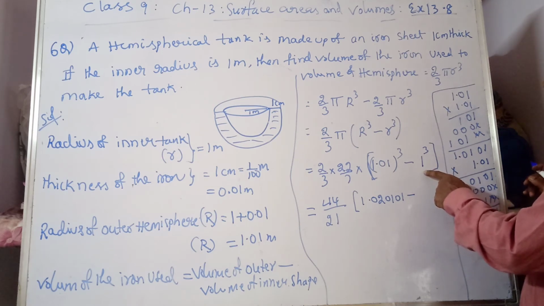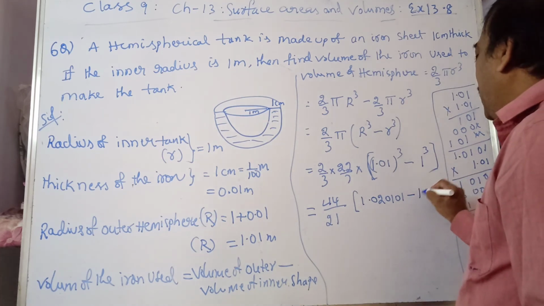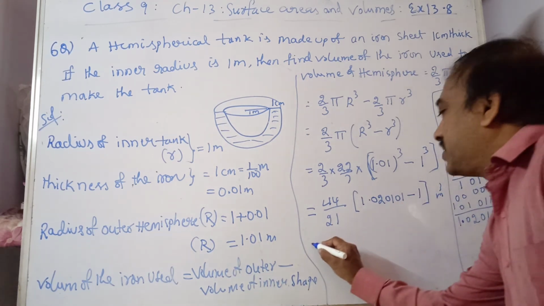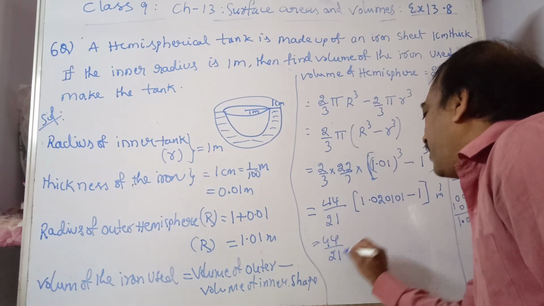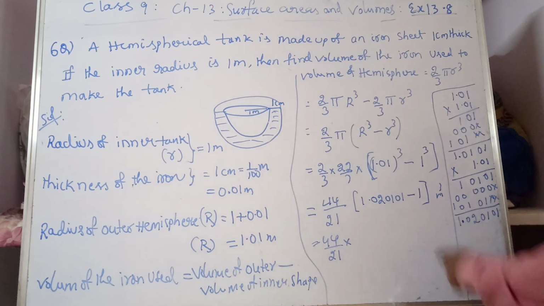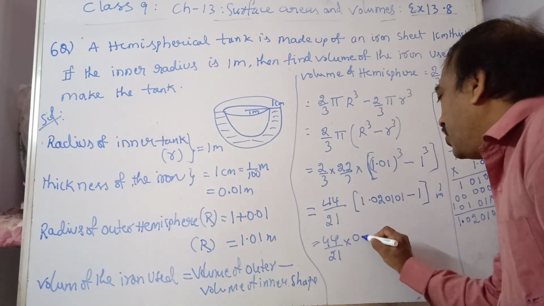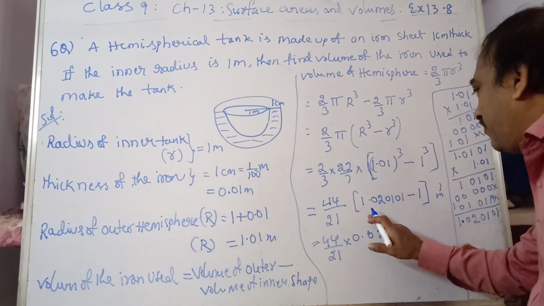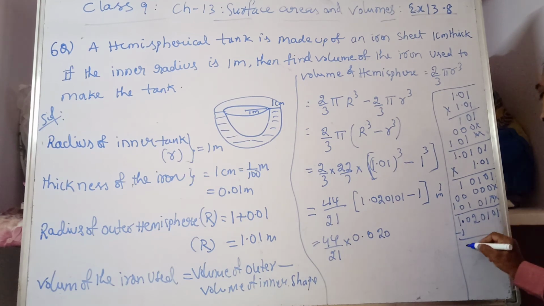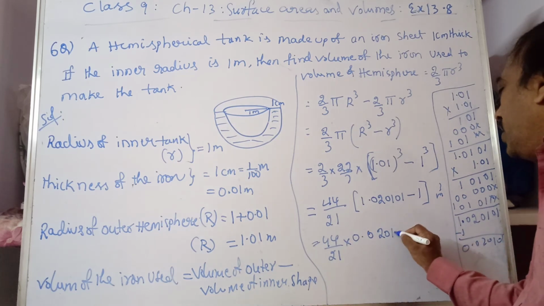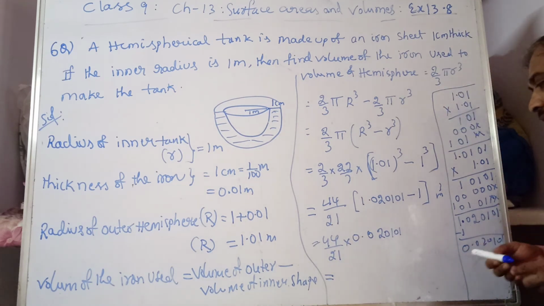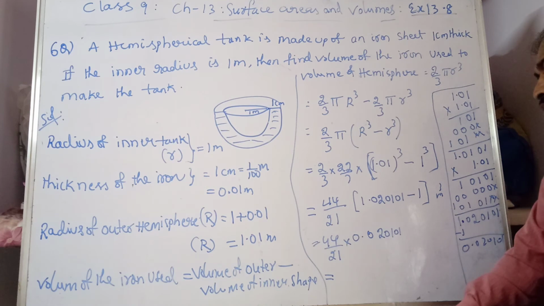minus, observe it, minus 1 meter cube. Now if you subtract, which equals 44 by 21 into, from this if you subtract 1, you will be getting 0.020101. 1 minus 1 is nothing but 0. If you subtract 1 from here, this is 0 point, all this will come as it is, 020101. Now if you simplify this, that much of the volume you will be getting.